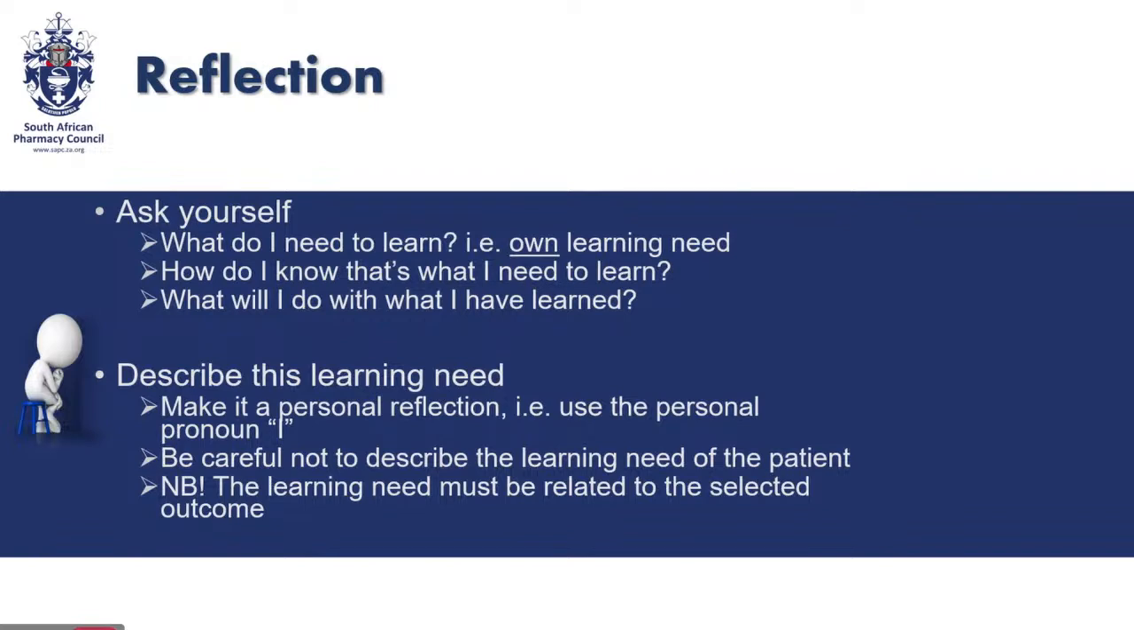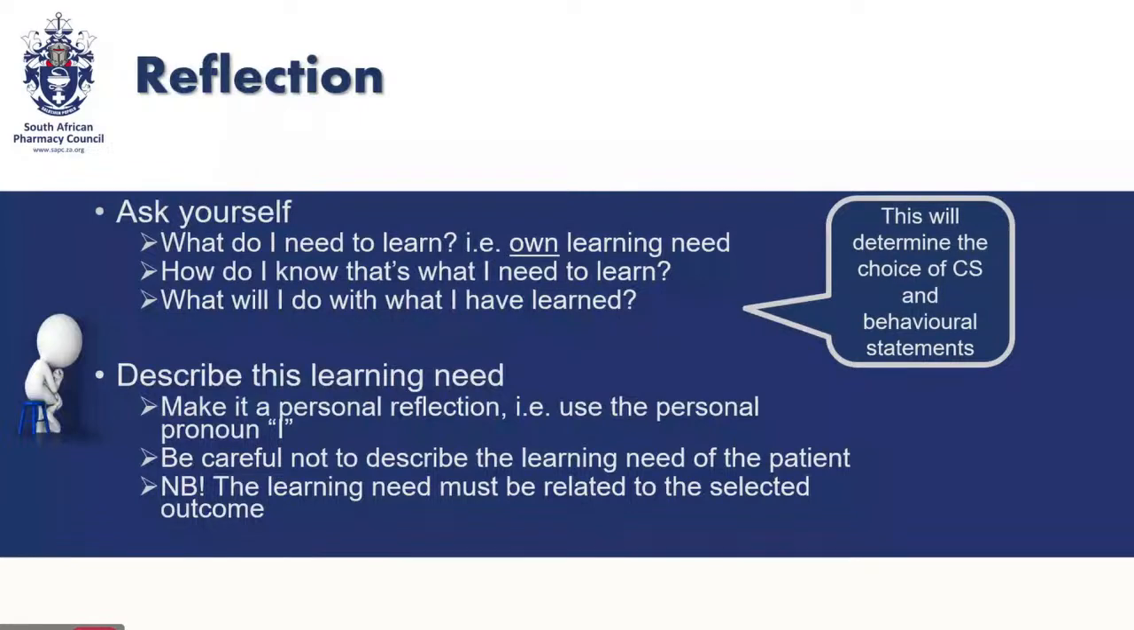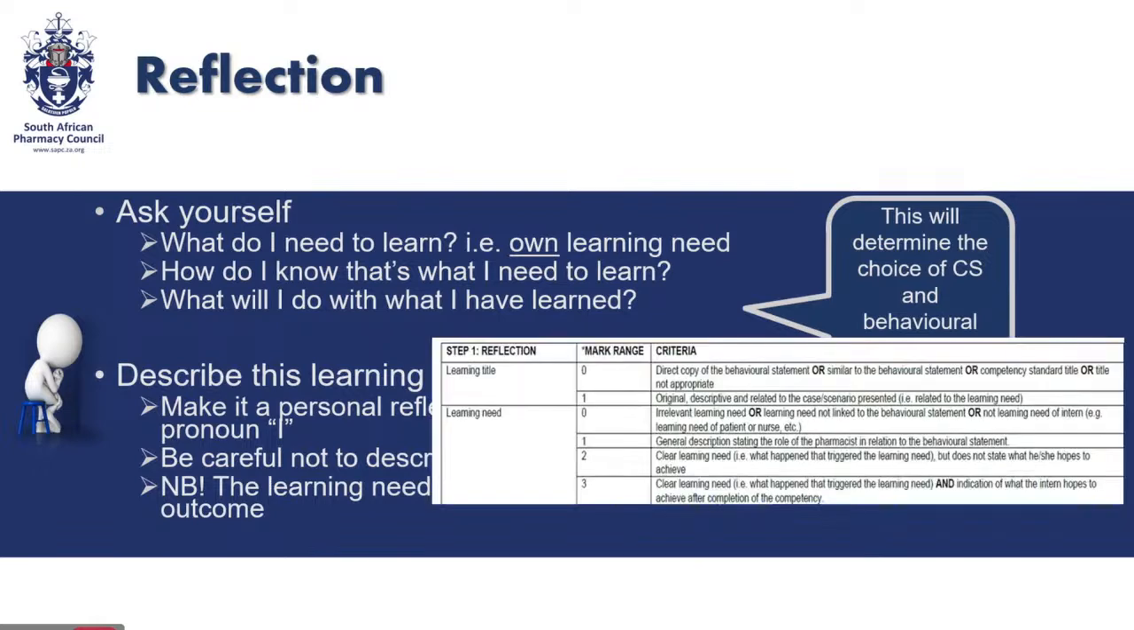It's very important that the learning need must be related to the selected outcome. For example, if you select pharmacist-initiated therapy, don't talk about evaluation of a prescription, because no prescription is involved in pharmacist-initiated therapy; you as the pharmacist will initiate the therapy. So make sure that it is aligned with the selected competency standard. When you ask yourself what you want to learn, this will determine the choice of the competency standard and the behavioral statements that you want to address.